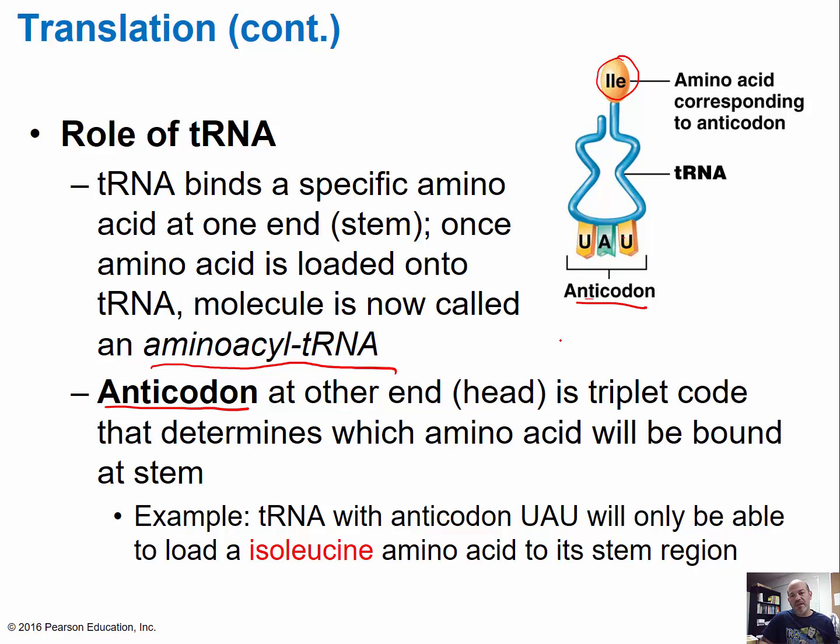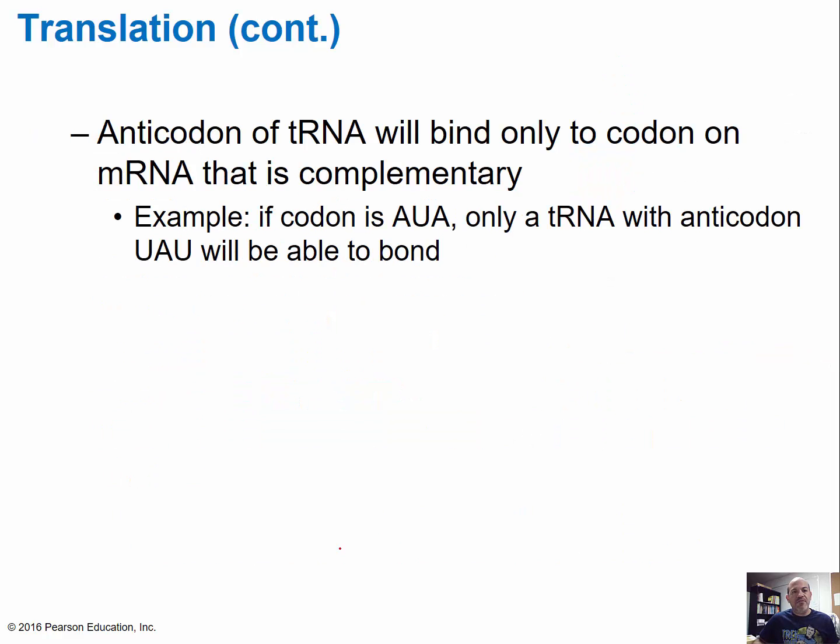In this case, let's say we have our mRNA molecule right here. The only place this tRNA can fit is if on the mRNA we have an A, a U, and an A. So those two complement, and this would come in, and this right here is the codon for isoleucine. So this tRNA would bring in an isoleucine. The anticodon of tRNA will bind only to a codon of mRNA that is complementary. I mentioned that a while ago. So if the codon is AUA, only a tRNA with an anticodon of UAU will be able to bond, as I showed on the previous slide.